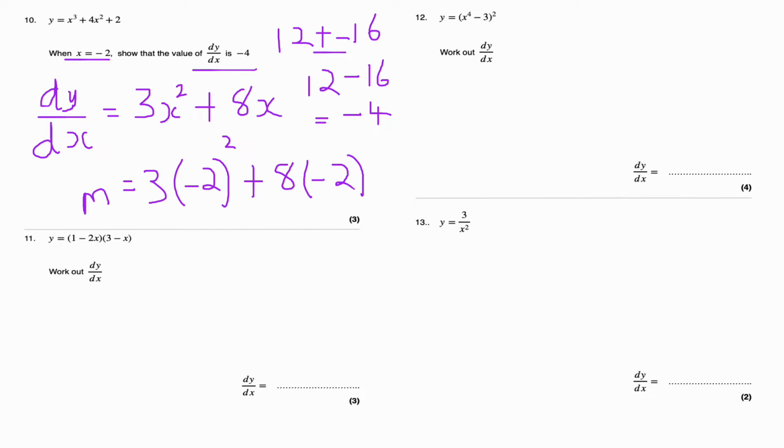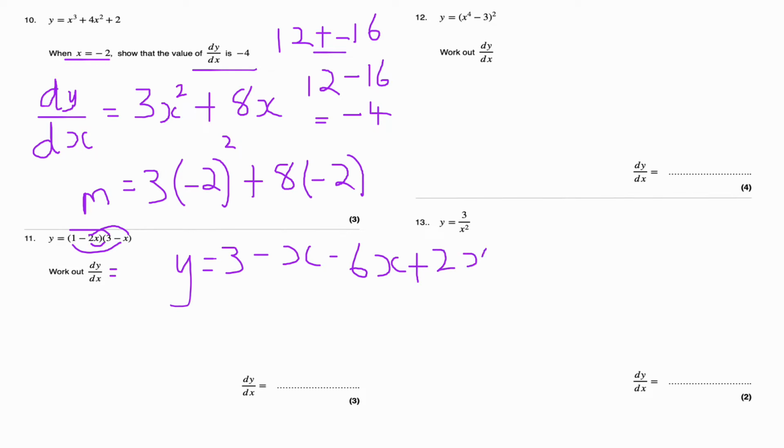Question number 11, guys. I've got y is equal to this. So y equals 1 minus 2x times 3 minus x. Find dy by dx. Well, again, expanding this double bracket, I'm going to have y is equal to 1 times 3 is 3. 1 times negative x is minus x. Negative 2x times 3 is negative 6x, and negative 2x times negative x is positive 2x squared.